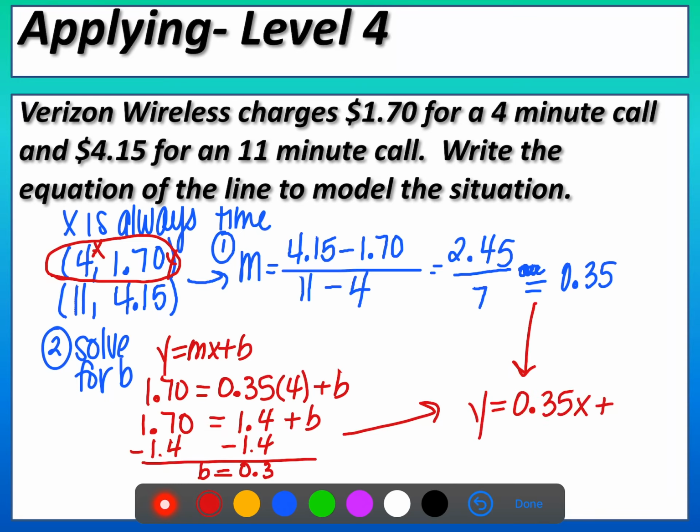Okay, remember, in your final answer, you never put in anything for x and y. You always leave those as variables. Okay, so that is all 4 different types of situations for writing equations of lines.